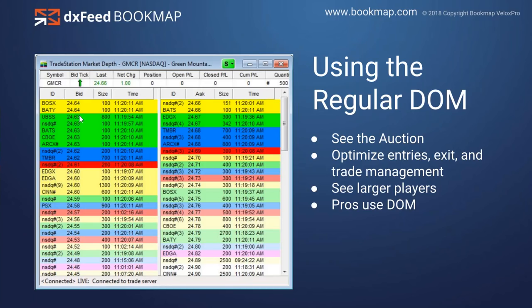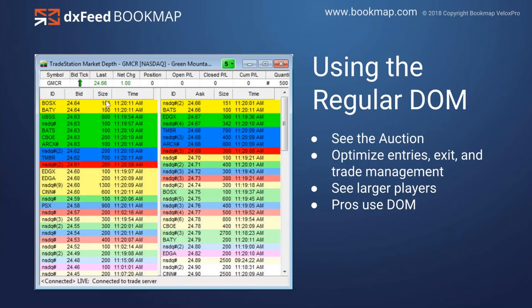You have the bid on the left side, the ask on the right side. This is the top of the book right here. This is current price. Here's the spread. We're looking at Green Mountain Coffee Roasters here at 24.64 on the bid. On the ask, we have 24.66. So we have a 2 cent spread, right? So just a pretty typical market here and a very typical looking dome, or level two data, right?